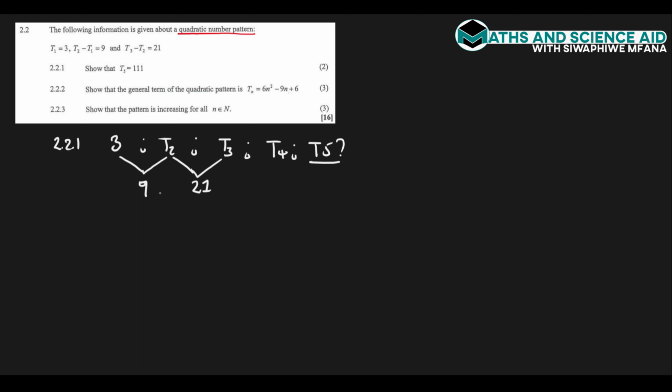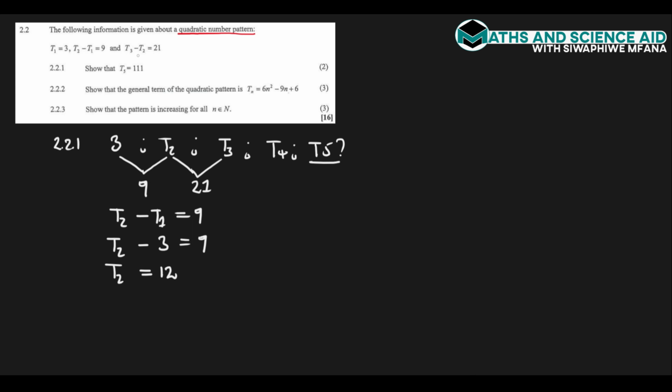What we can do here is work out the values of T2 and T3. And it's actually very straightforward. We were given here that T2 minus T1 is equal to 9. So I'll just write that equation down. We know that T1 is equal to 3, right? So we can simply substitute that into this equation and then solve for T2. So T2 is going to be equal to 9 plus 3, which is equal to 12.